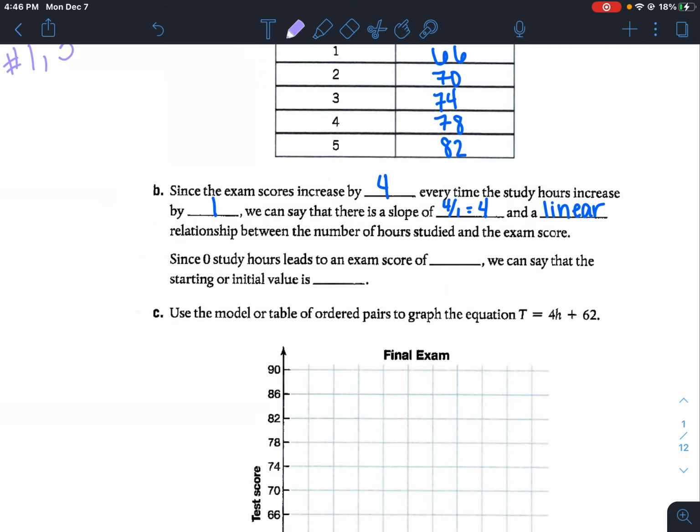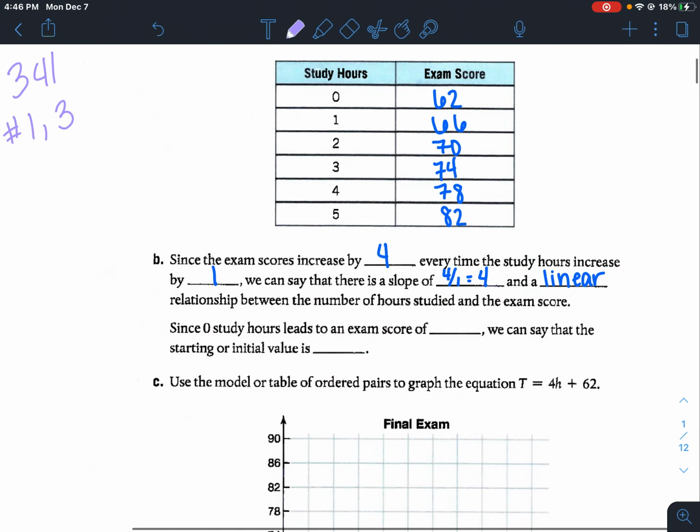Okay, so that's done. Since 0 hours studied leads to an exam score of what? 62. We can say that the starting or initial value is going to be 62. So regardless of if the student did no preparations for this teacher's final exam, we can estimate that they're going to get like a 62%.